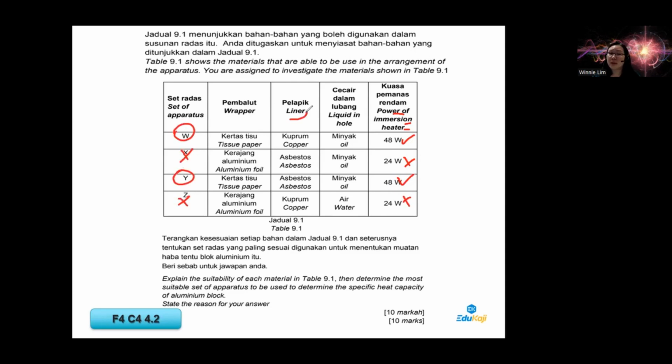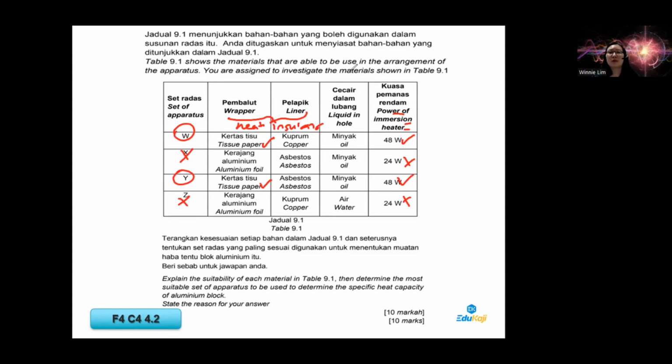Now, just now I mentioned, right? The wrapper liner, the purpose is to reduce heat loss. So there should be a heat insulator. So should it be tissue paper or aluminum foil? Tissue paper. Okay, so confirm X and Z are not suitable.